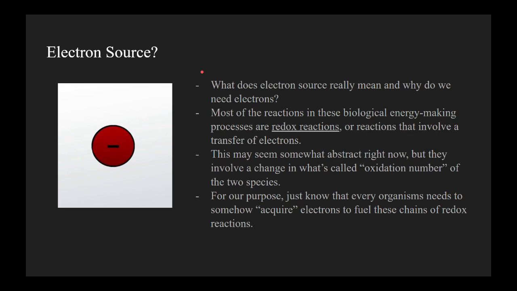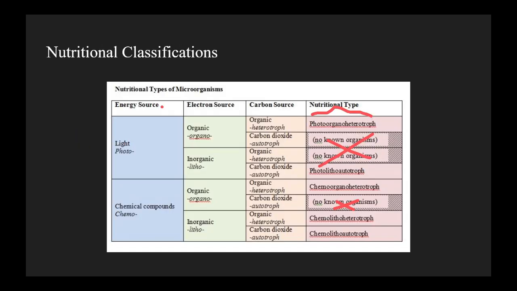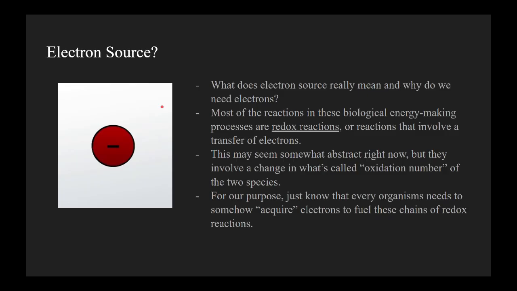Now, energy and carbon sources kind of make sense. But why do we need an electron source to be able to perform metabolism? And what does that really mean? Most of the reactions, as you can see here, this is a metabolic pathway. You can see how there's a very complex system here, made of various enzymes, and even tens to hundreds of different chemical reactions that take place just to break down, for example, one glucose molecule.